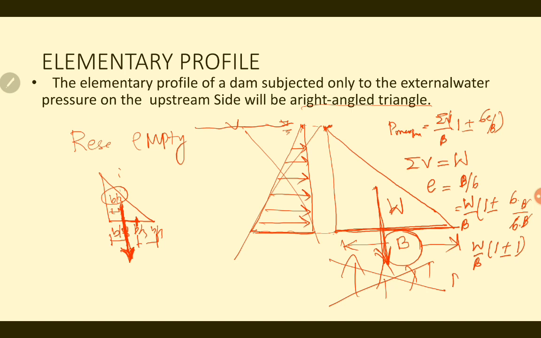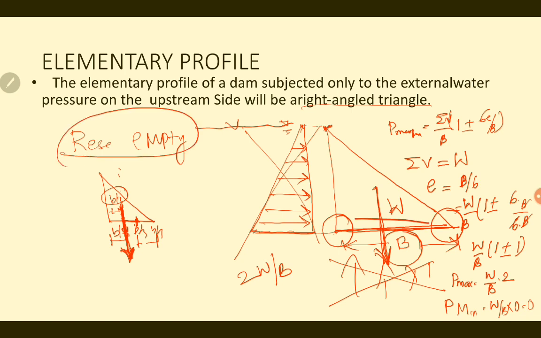What is P max here? P max will be W by B into 2. What will be P minimum? P minimum will be equal to W by B into 0, or equal to 0. So this is how the vertical stress distribution will be in the dam empty condition. The resultant will be near the heel, this is the heel portion, and its value will be equal to 2W by B, and at the toe portion the vertical stress will be equal to 0. So this is the case of dam empty.